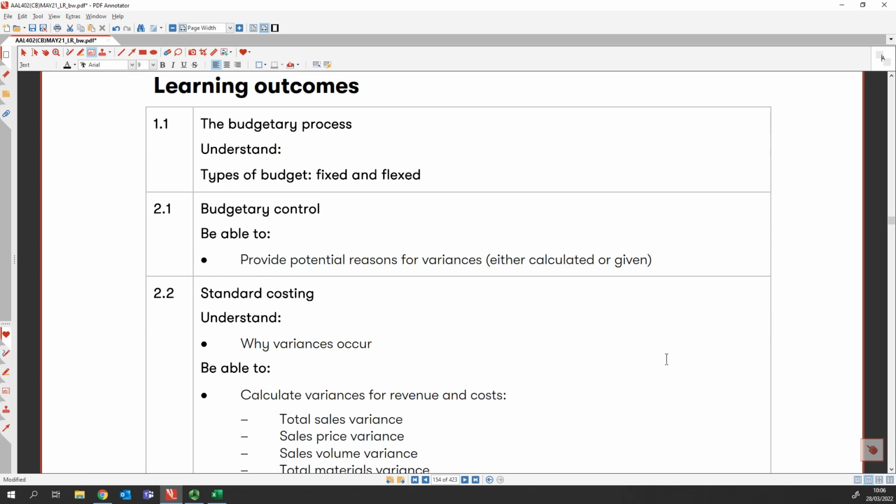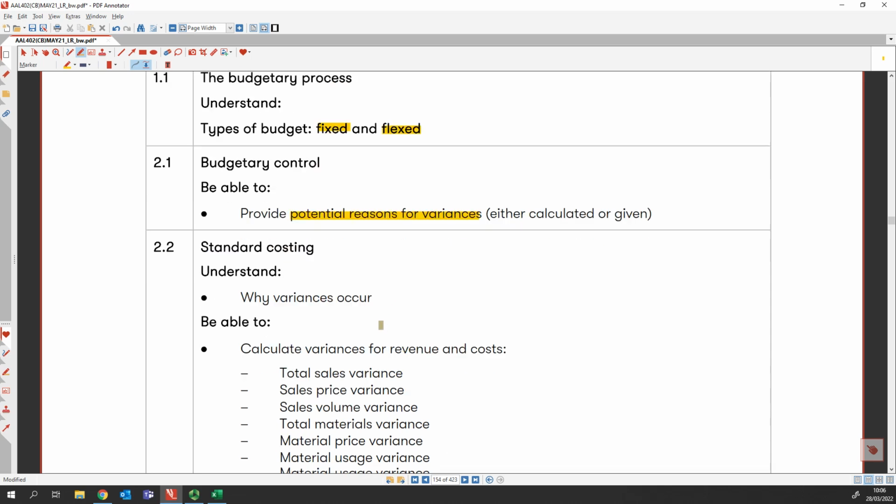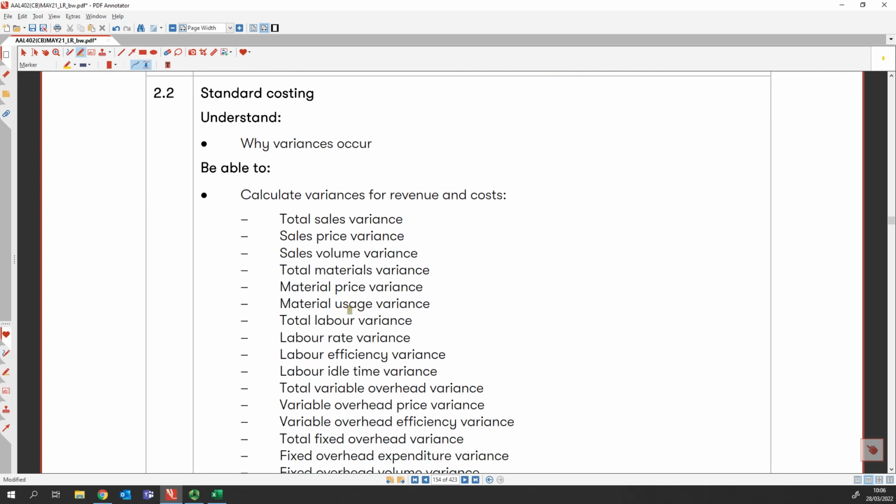So we've got learning outcome 1.1, where we are going to see these types of budgets, so more terminology in relation to budgets. We'll also need to think about providing members of the management team with potential reasons for variances. Quite clearly, if actual results are not as expected, we need to understand why. And then with outcome 2.2, we've got the variance analysis.